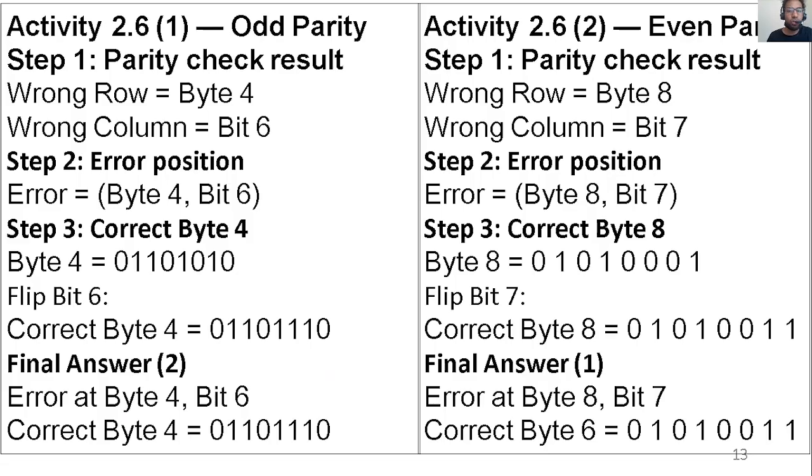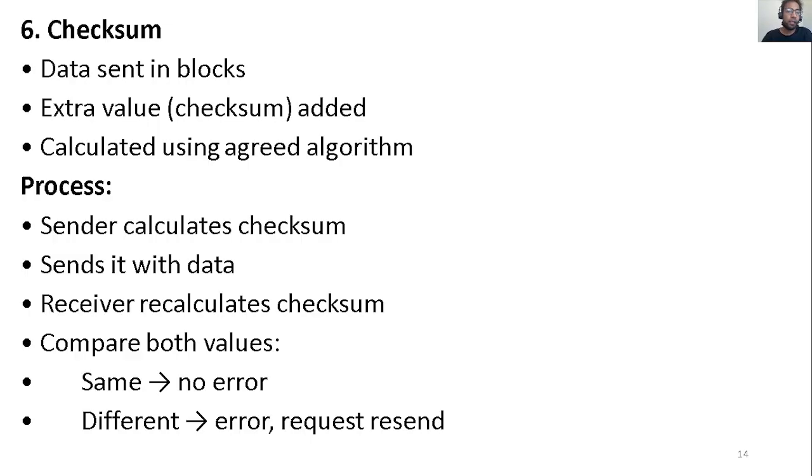Now we are going for the checksum. Checksum is another way of error checking. Let's see how it works. Data is sent in blocks. An extra value, the checksum, is added. It is calculated using an agreed algorithm between the sender and the receiver.